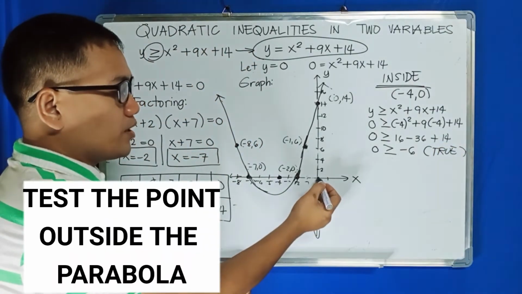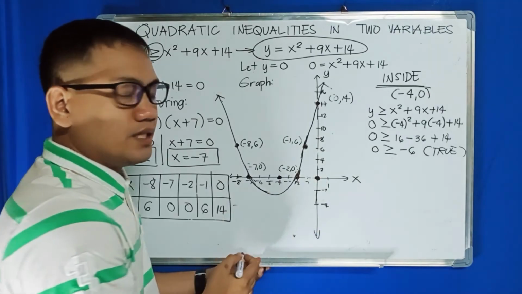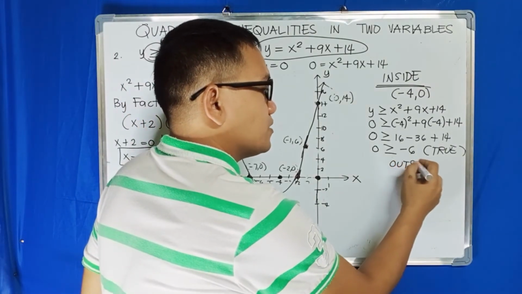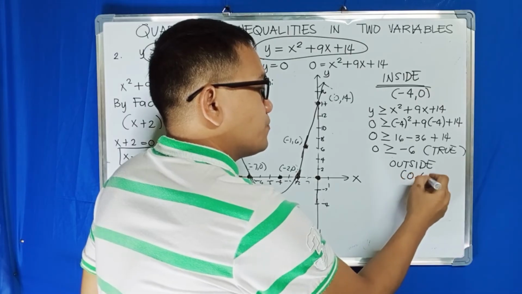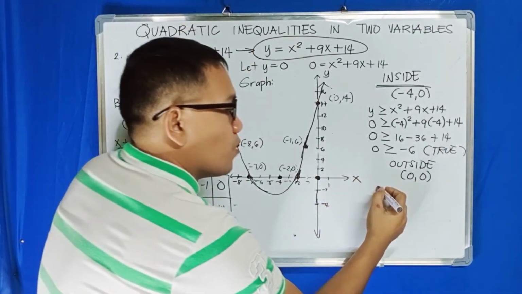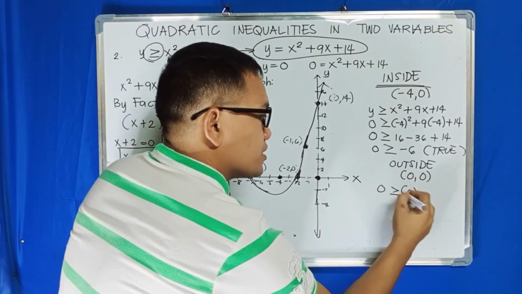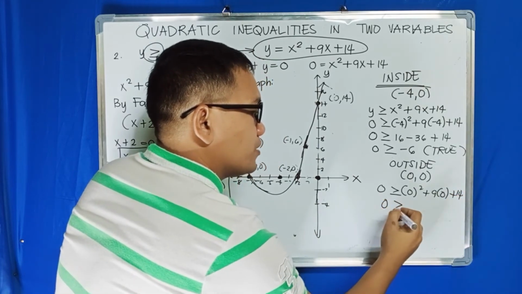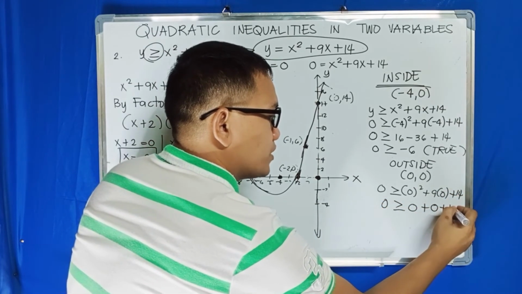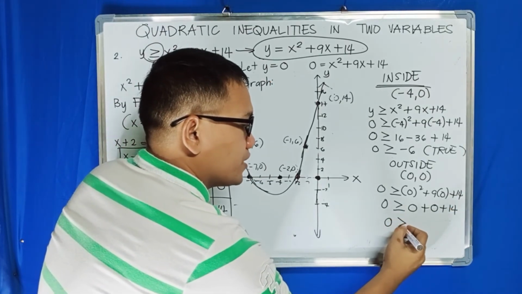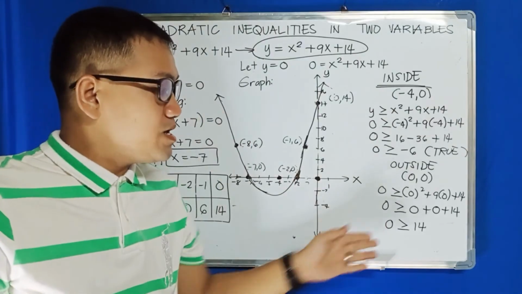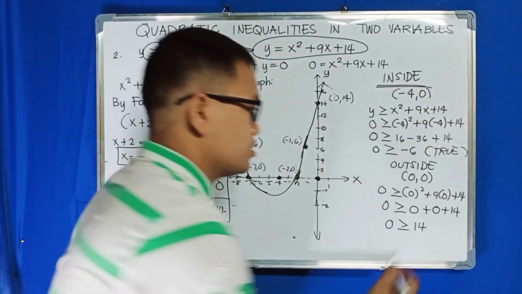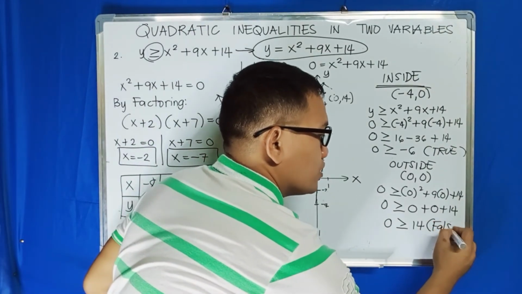On the other hand, we will also test a point that is outside, and in this case, the point of origin is a point that is outside our parabola. So we will use this one as our testing point. So we will utilize 0, 0. So we will have y, which is 0, and our x, which is 0 as well. So we have 0 greater than or equal to 0 plus 0 plus 14. So we have 0 greater than or equal to 14. So here, 0 is greater than or equal to 14, and that concept is considered to be false. So we will label this one as a false statement.